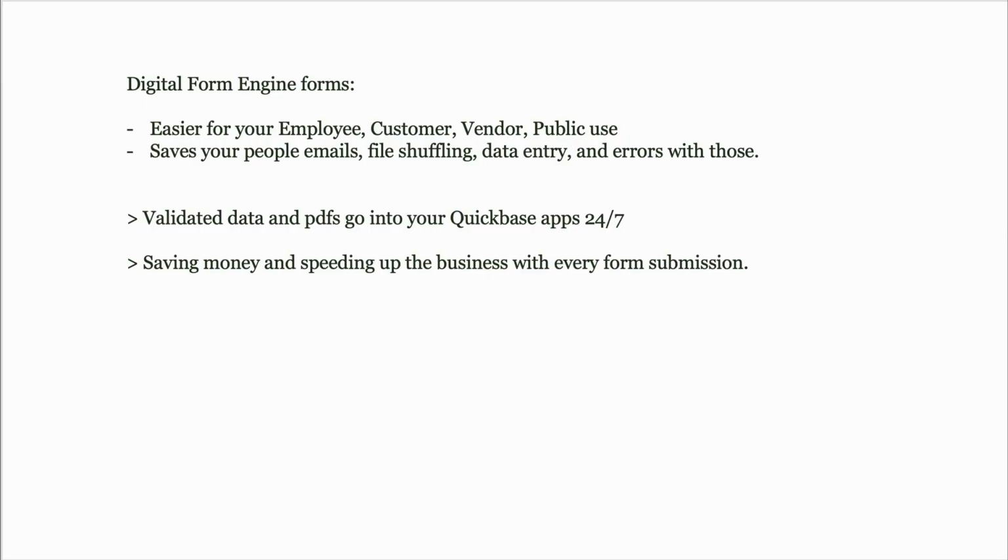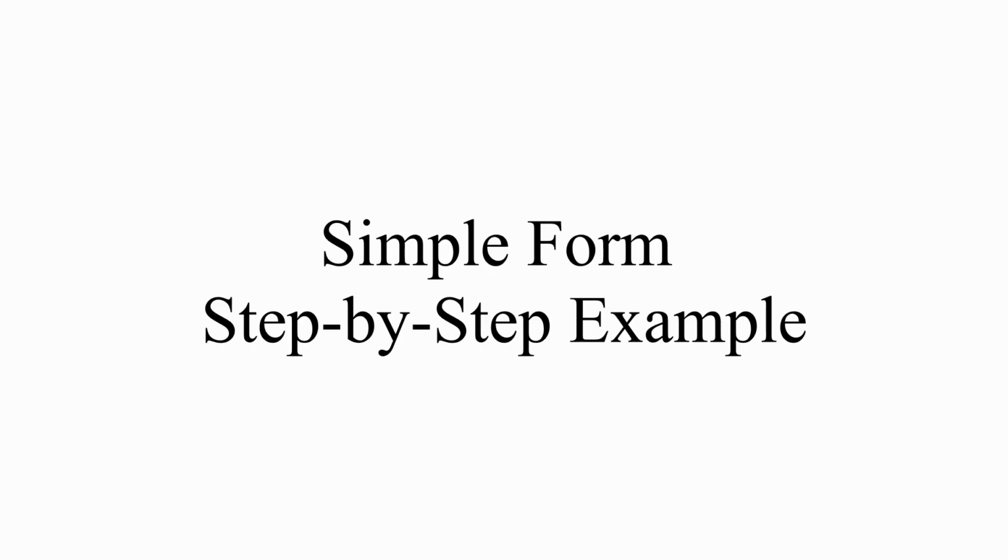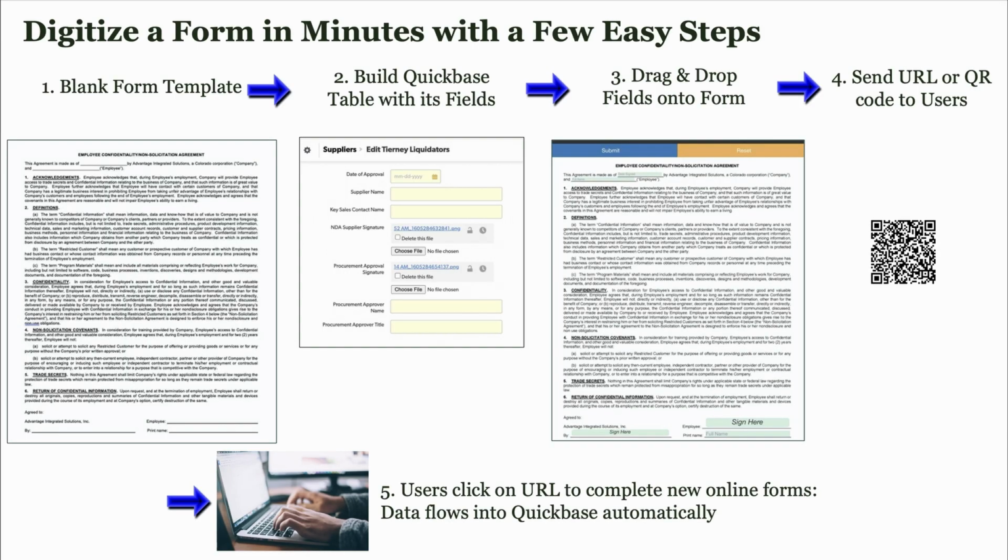Then it saves your people emails, file shuffling, and data entry, and any errors in those, because the validated data and generated PDFs go into QuickBase instantly, correctly, 24/7, saving money and speeding up the business. We'll wrap up with this screen, a step-by-step to digitizing a simple form like your company's NDA, so you can start executing it digitally in QuickBase instead of manually by email, paper, and PDF. I'll leave it for reference.